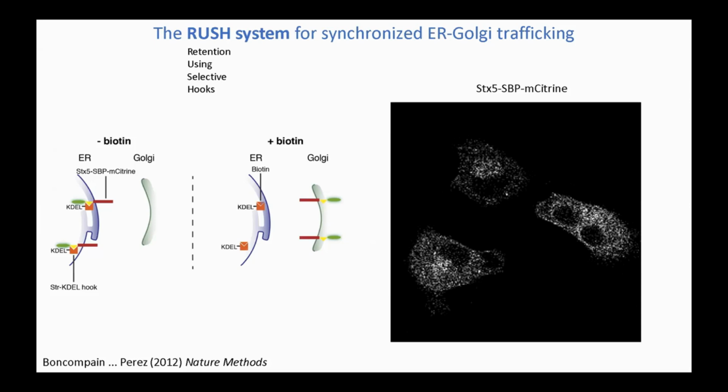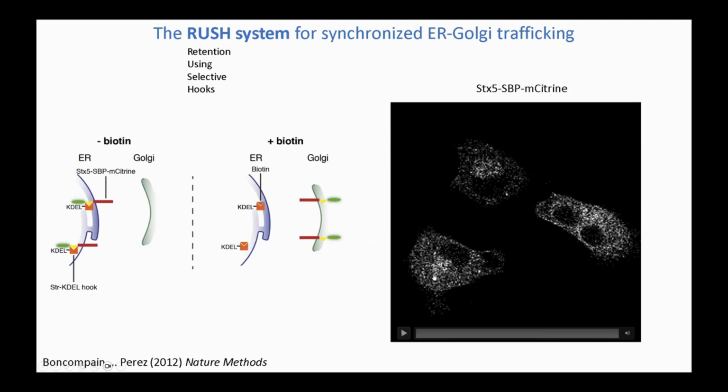So that is a hook, retention using selective hooks. The hook is streptavidin fused to KDEL. In the absence of biotin, it retains the syntaxin construct in the ER. Then you add biotin to your cells. The biotin will bind to streptavidin and thereby, by competition, chase off the SNARE protein, and it will reach its cellular destination. On the right, I will play the movie.